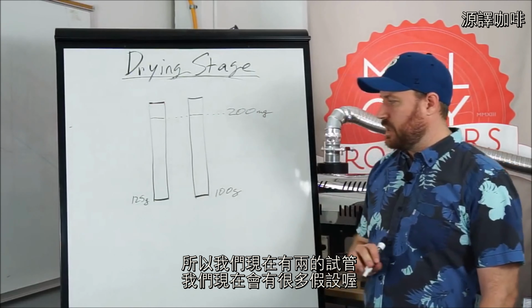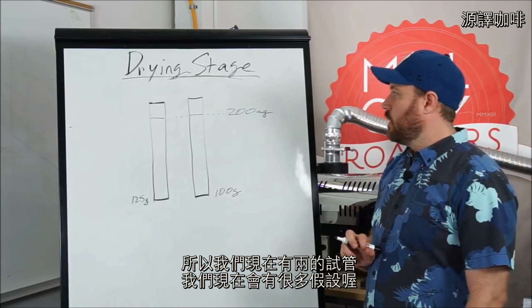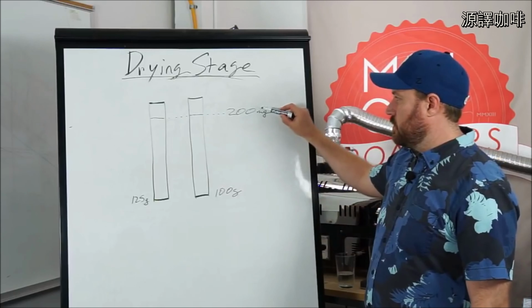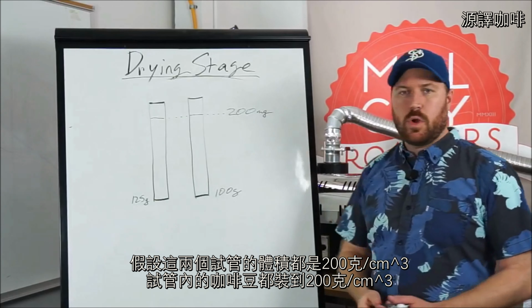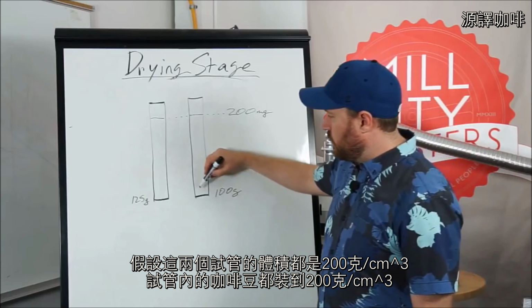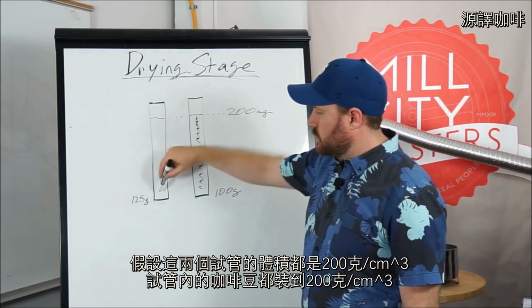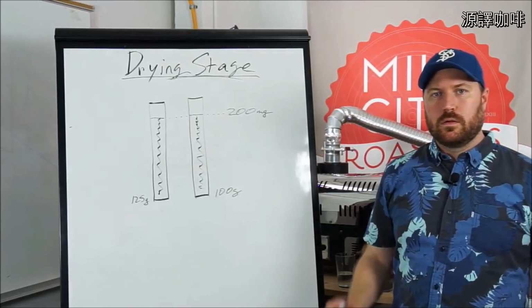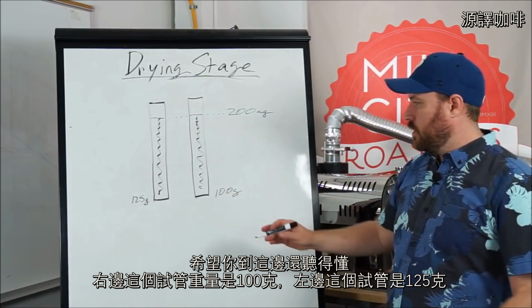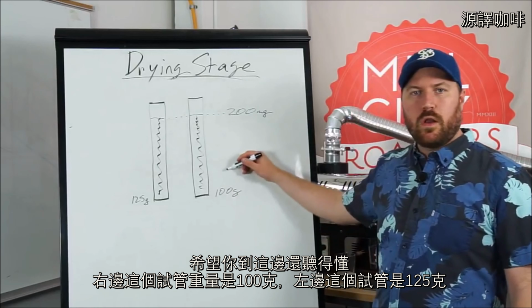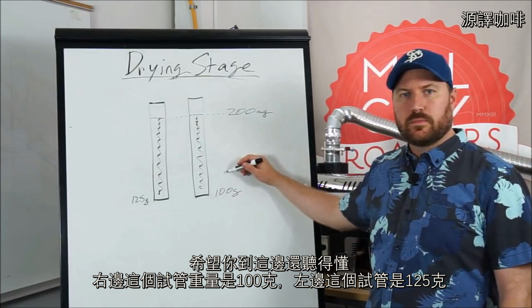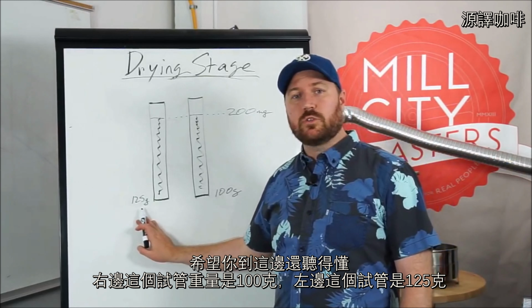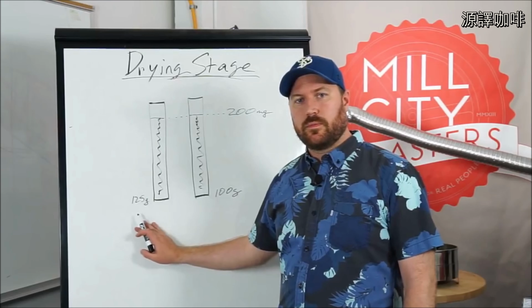You have 2 pipettes. We are going to get hypothetical here and say these pipettes are both 200 milligrams and they are both filled with coffee to 200 milligrams. Okay? Hopefully you are with me so far. This pipette weighs 100 grams. Okay? This pipette weighs 125 grams.